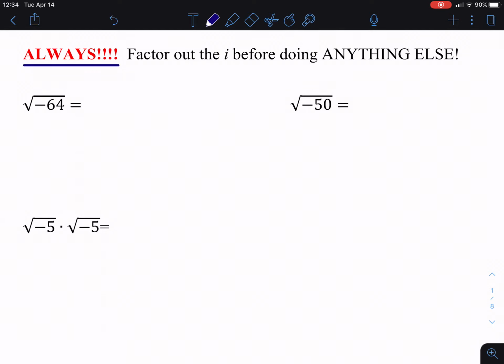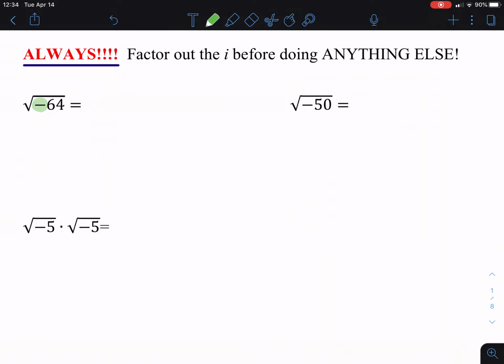All right, so if we remember that we always have to factor out an i before we do anything else when we have a negative number under our radicals, then we can go ahead and simplify radicals that have negative values underneath the radical. So in our first example here, we have the square root of negative 64. What I'm going to do is take this negative right there. I need to factor that out first.